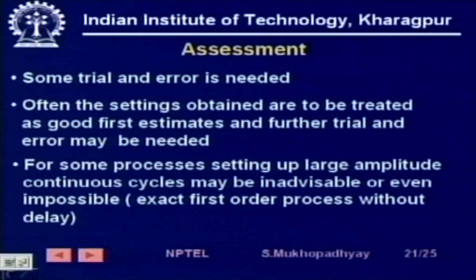Now for some processes, it so happens that when you make the loop cycle by continuously increasing the gain, the cycling amplitude may increase. It is actually not in your control. When a process oscillates, its cycling amplitude and period are not in your control. That may be disastrous, because a process may not be allowed to cycle with a very large amplitude. So then what are you going to do?